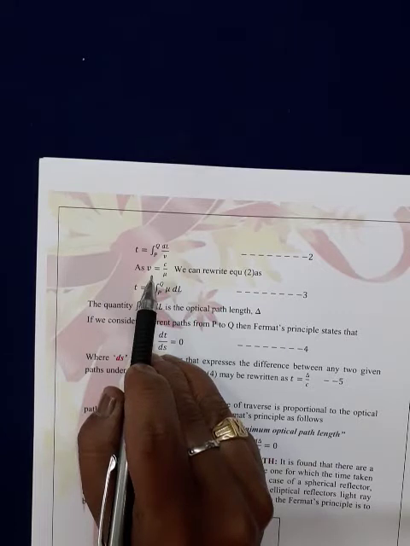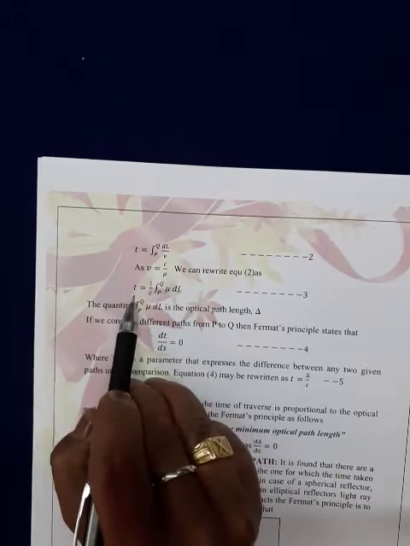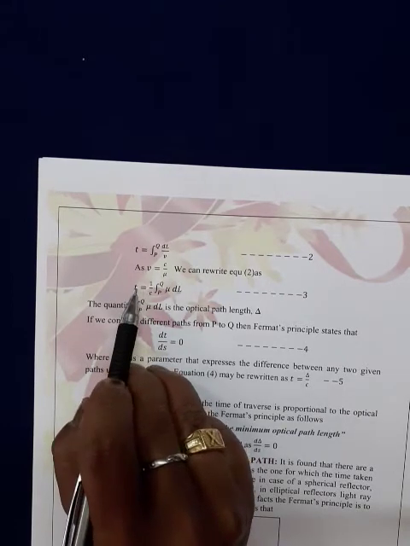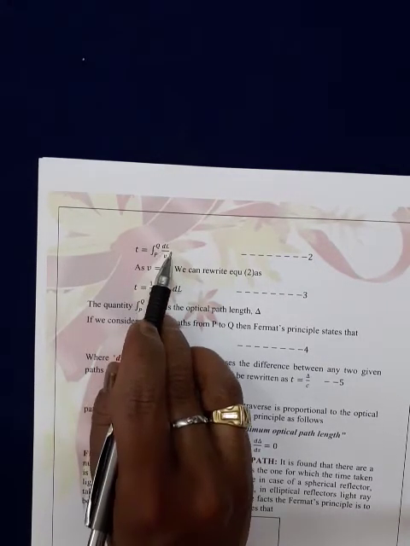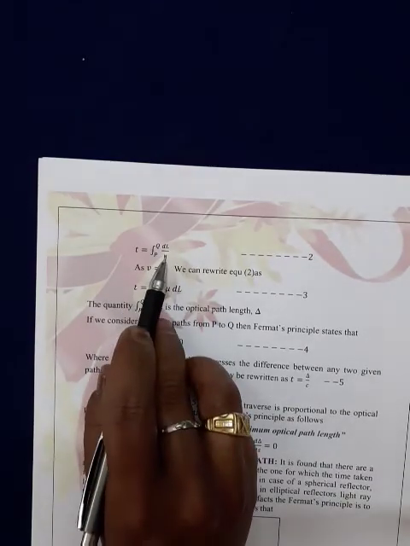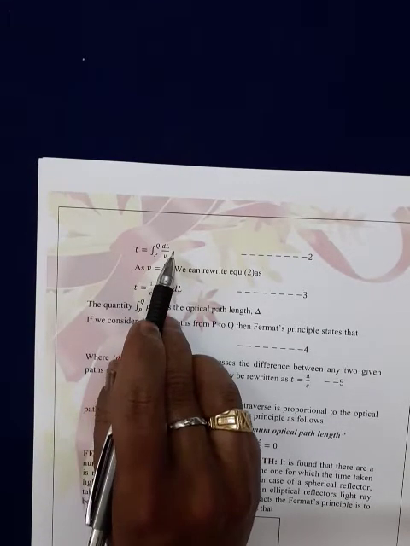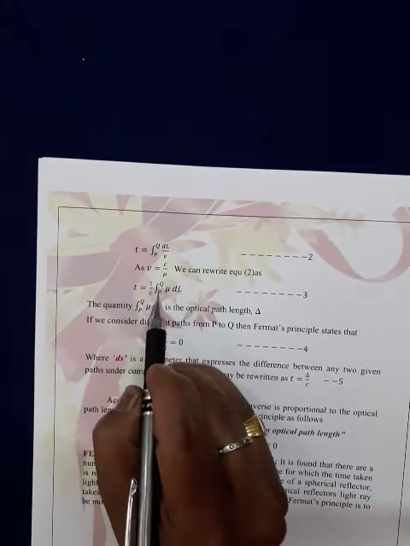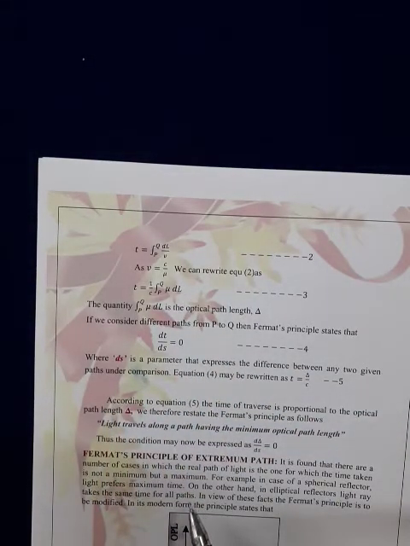If I substitute this value, then we can say t equals dl divided by c by mu. Mu goes up, then I can say it is 1 by c times the integration over P to Q of mu dl. The quantity integration over P to Q of mu dl is the optical path length.